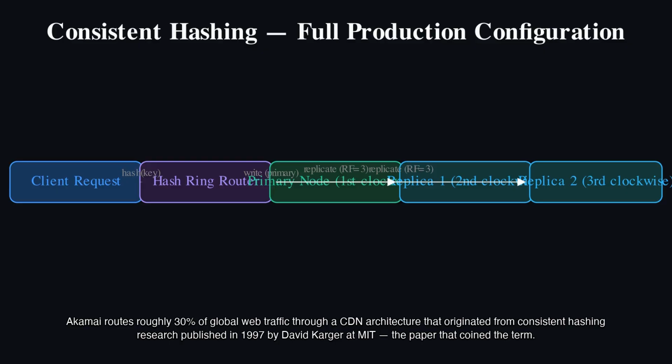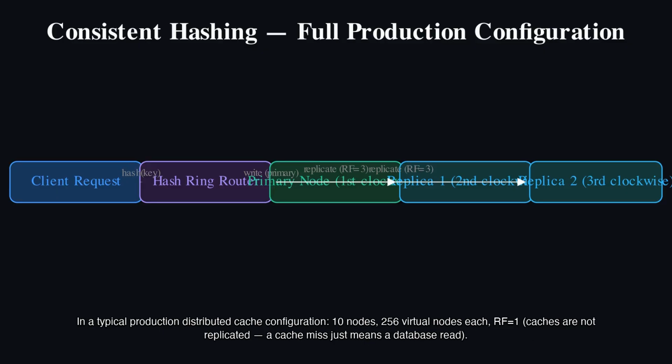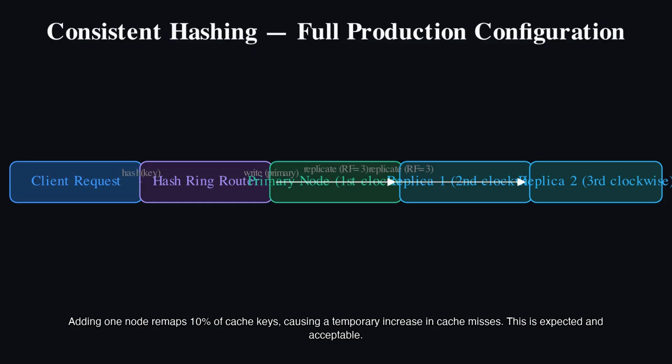Akamai routes roughly 30% of global web traffic through a CDN architecture that originated from consistent hashing research published in 1997 by David Karger at MIT, the paper that coined the term. In a typical production distributed cache configuration, 10 nodes, 256 virtual nodes each, RF=1, caches are not replicated. A cache miss just means a database read. Adding one node remaps 10% of cache keys, causing a temporary increase in cache misses. This is expected and acceptable. Plan for it in capacity.